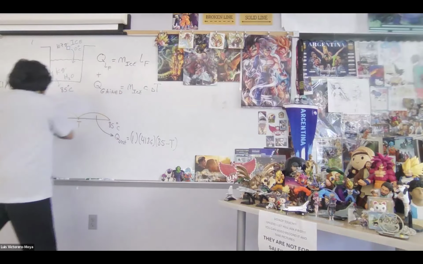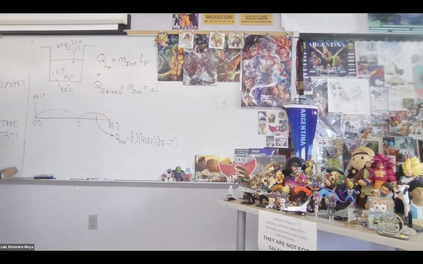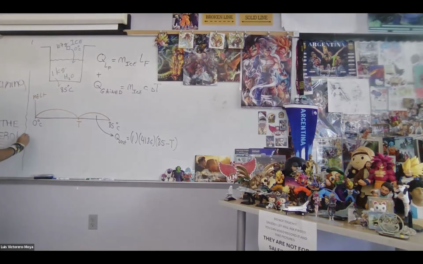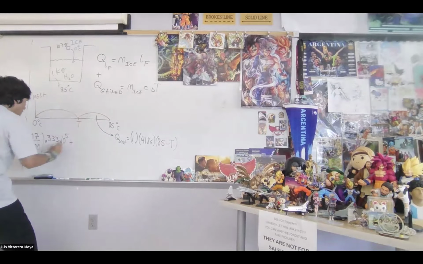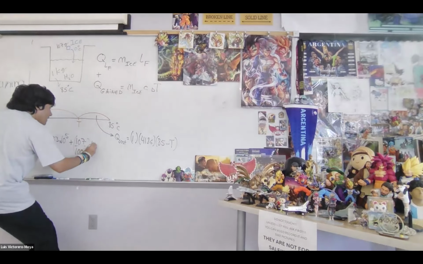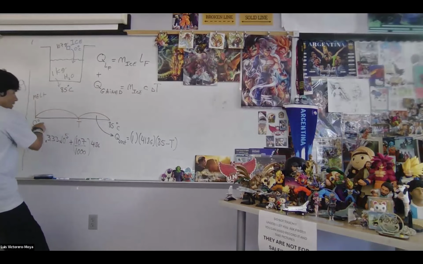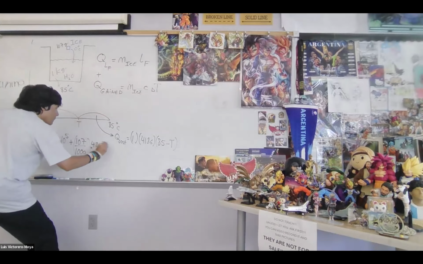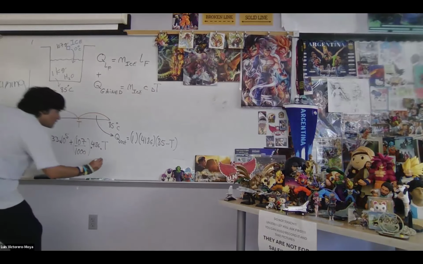For this, let's do here the Q gain. This will be 107 divided by 1,000 in kilograms, multiplied by 3.33 times 10 to the 5. You're going to add M C delta T, T minus 0. There you are. All this is equal to this.